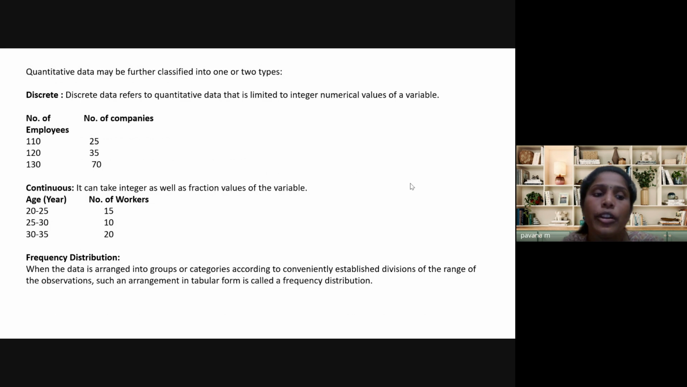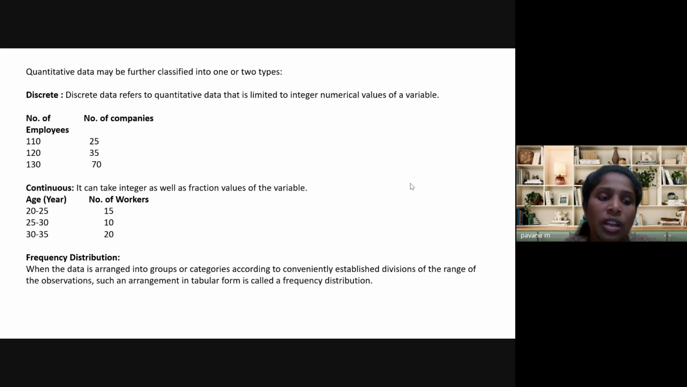And again, in quantitative, we have two classifications. One is discrete and the second one is continuous. Discrete data refers to quantitative data that is limited to integer values of the variables. So you are considering the integers. Suppose number of employees and number of companies: 110 employees for 25 companies, 120 employees in 35 companies, 130 employees in 70 companies. So here you are considering integer numbers. That type of data is called discrete data.